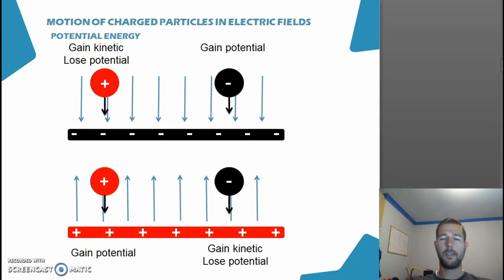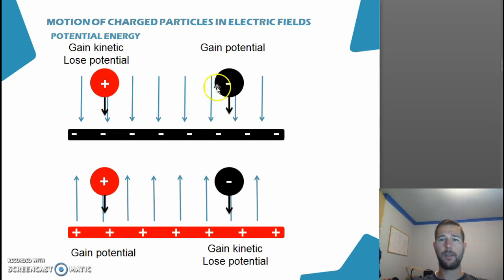I've got 4 examples here that can help us describe the energy transfer in an electric field. Let's start with this positive charge near a negative charge plate. You can see the field lines going down. When we've got a positive charge in the area, it will follow the field lines. If the positive test charge is free to move, it will move in the direction of the field lines, gaining kinetic energy and losing its original potential energy.